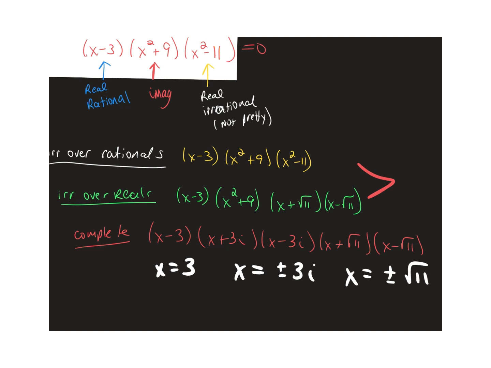Yes, ma'am? So would it have a root or not, the 11? Because in the first one it didn't have a root. Because it's not rational. If it says over the rationals, then you don't break it down, because the square root of 11 is not a rational number. So in the reals it's already broken down. In the reals, the square root of 11 is a real number. It's just not pretty.